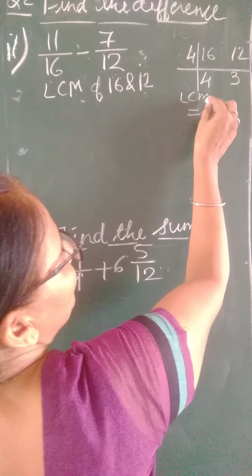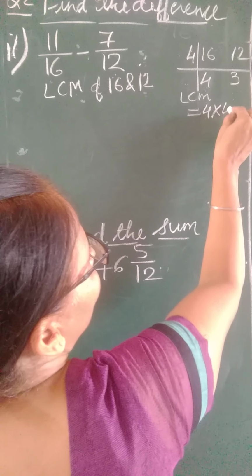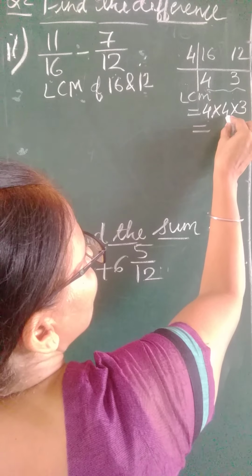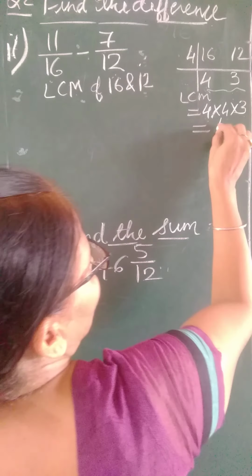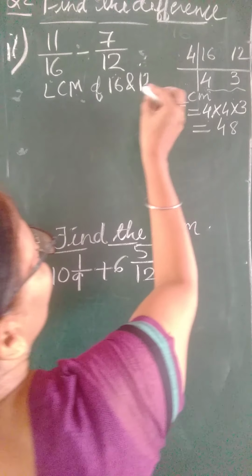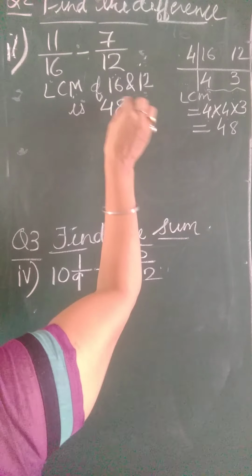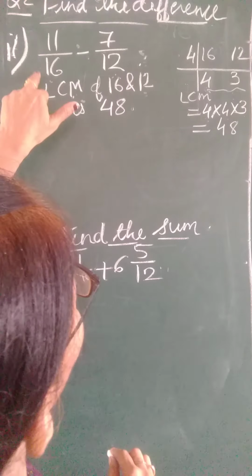Here the common factor is what? 4, and the uncommon is 4 into 3. This last one. Now multiply this. 4 4s are 16, 16 3s are 48. So 48 is what? LCM of 16 and 12 is 48. It means in the denominator now what do you want?